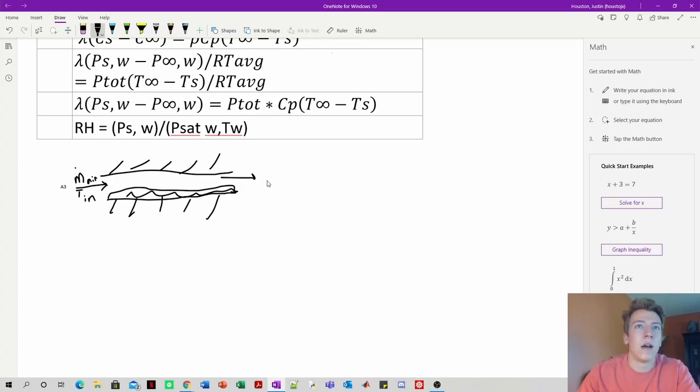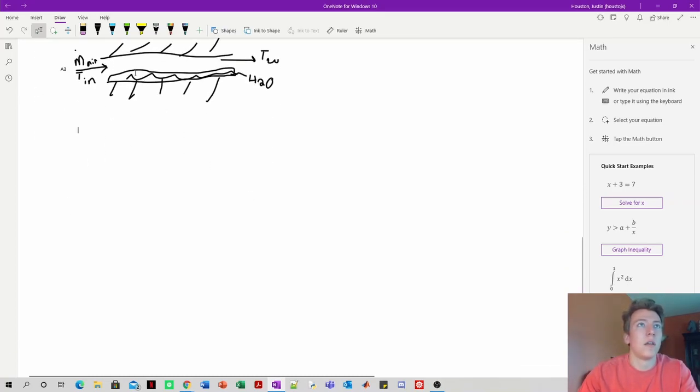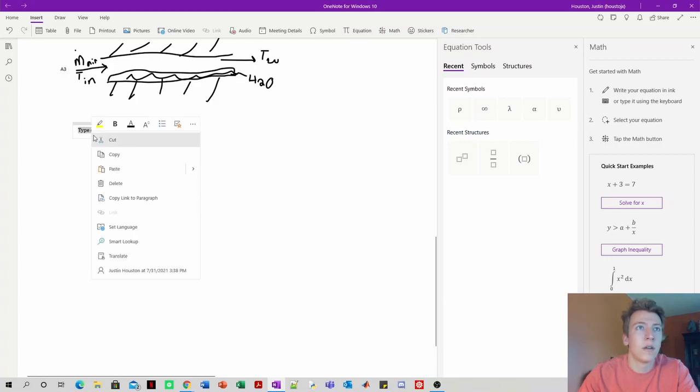And then on the other end here, with this being the H2O, like I said, it's going to be coming out at that same mass flow rate, but you're going to have the temperature of the water outwards. So now that we have a general idea of that, we're going to want to write a steady state mass balance. And in doing so, I will just start it right below it. Do an equation here.